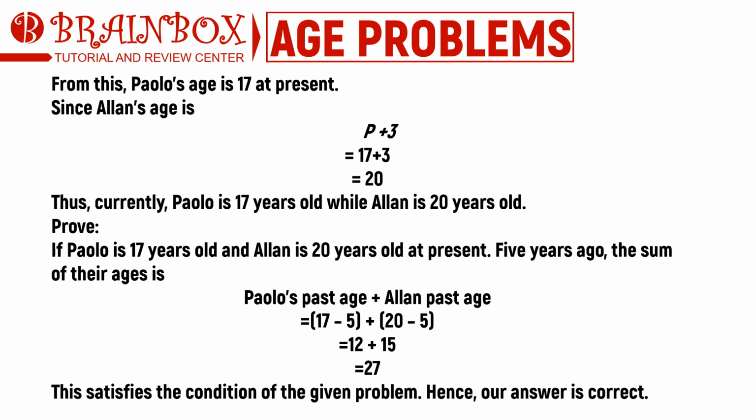Lastly, we prove and check this answer by looking at the sum of their past ages if it is equal to 27. If Paolo is 17 years old and Alan is 20 years old at present, they were 12 and 15 years old, respectively, 5 years ago. The sum of 12 and 15 is indeed 27. Hence our answer is correct.